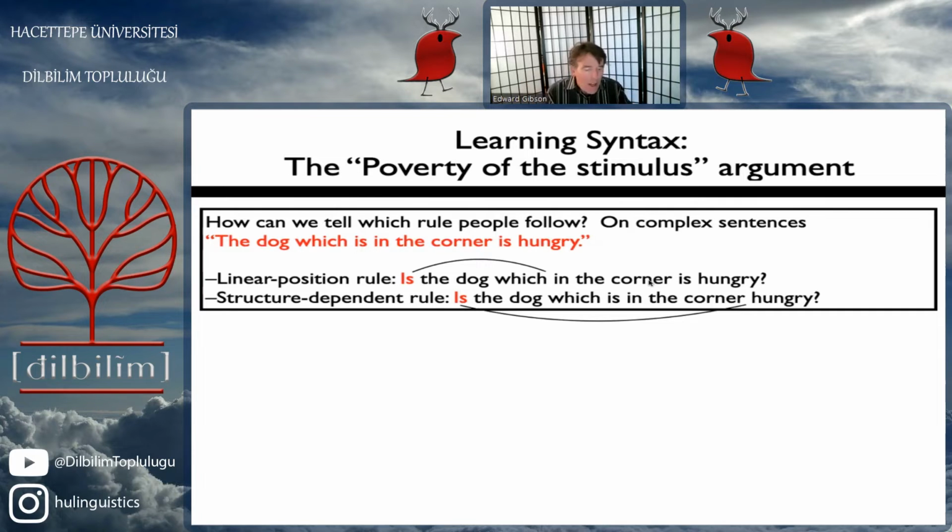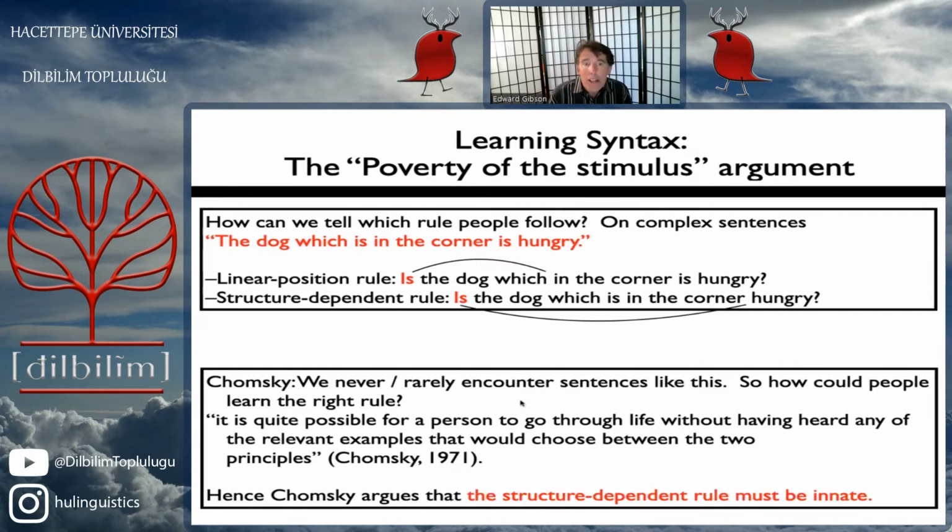So he says we never encounter these sentences, the dog which is in the corner is hungry. He said, it is quite possible for a person to go through life without ever having heard the relevant examples to choose between. Whether it's never or rare, it's hard to learn, is his point. So then he argued that it has to be innate.